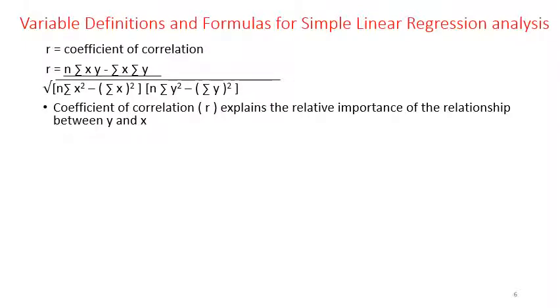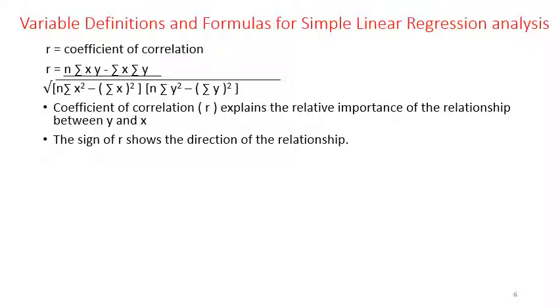The coefficient of correlation R explains the relative importance of the relationship between y and x. We need to know what the relationship is. Are they strongly related or are they very weak? So the coefficient of correlation R will explain whether y and x are strongly related or weakly related.